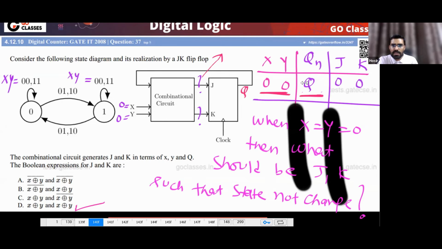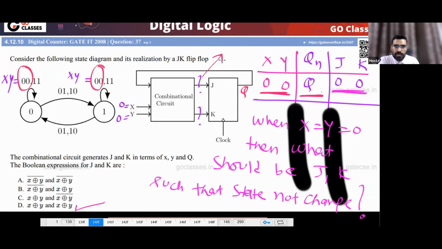So state does not change. So there should be 0, 0 so that state does not change. Yes or no? Tell me, anyone has any doubt in this? You can notice if x and y are 0, 0, then state should not change.